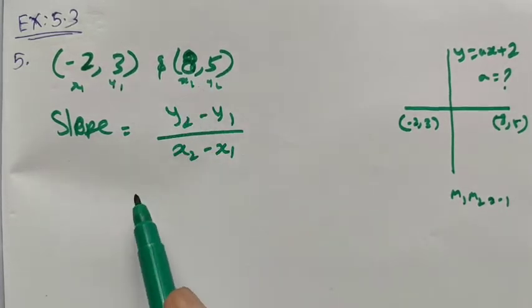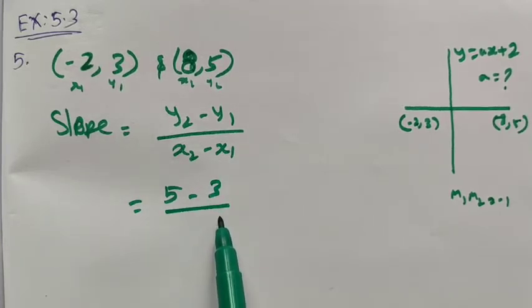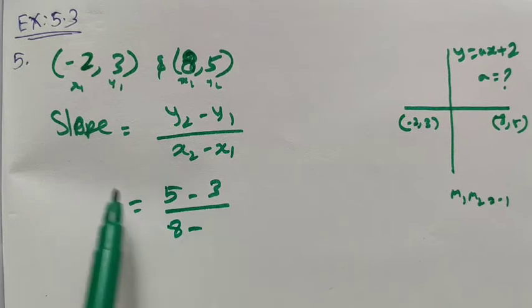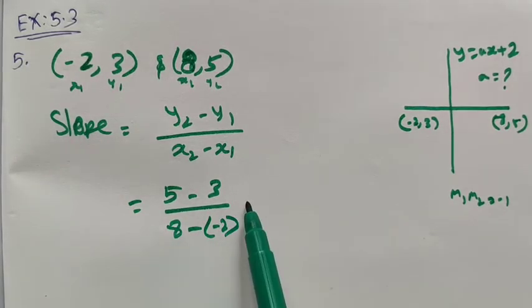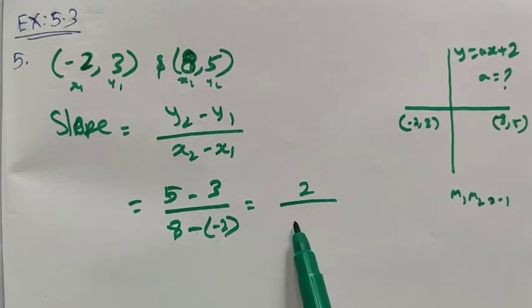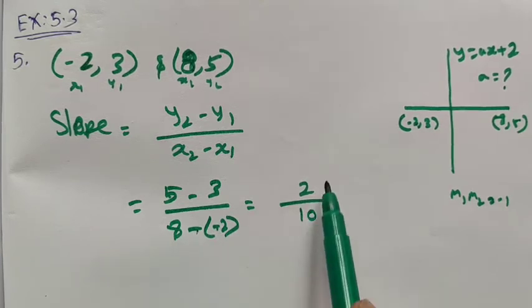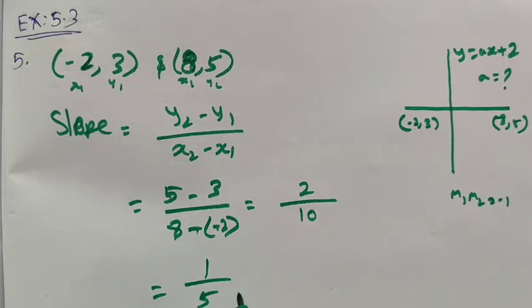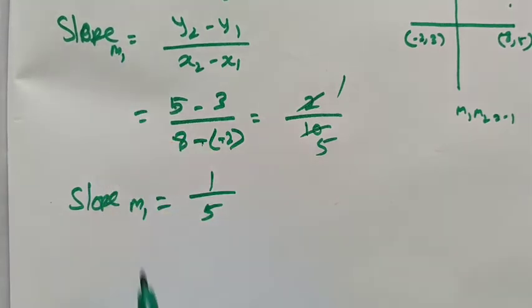What is y2 here? 5 minus y1, which is 3, divided by x2, which is 8, minus x1, which is -2. So this is equal to 5 minus 3, which is 2, divided by 8 minus into minus plus, so 8 plus 2, which is 10. Then reduce it, we get 1 divided by 5. So the slope m is equal to 1/5. Let me take the first slope as m1.